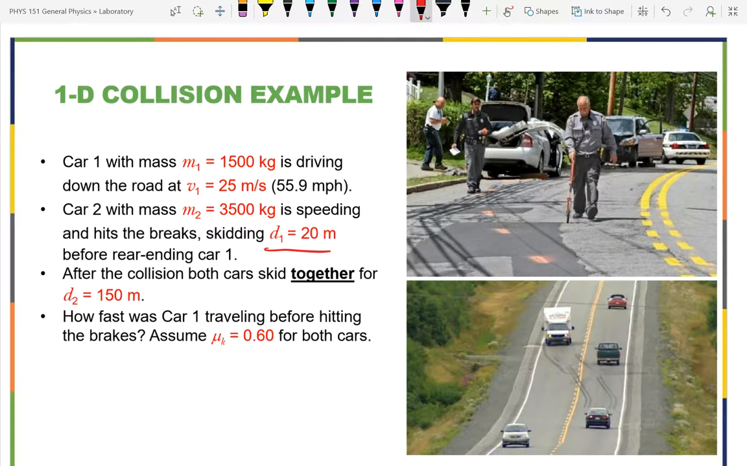So car 2 rear-ends car 1, and after the collision they stick together. I asked you this before, and everybody answered correctly. That means it's a completely inelastic collision. And they skid for a distance of 150 meters, and then it asks how fast was car 1 traveling before the collision. So now we will work this problem going backward. We start with the two cars skidding. There's the coefficient of friction, there's the distance they skidded, there are the masses.